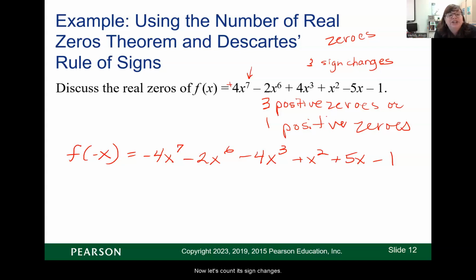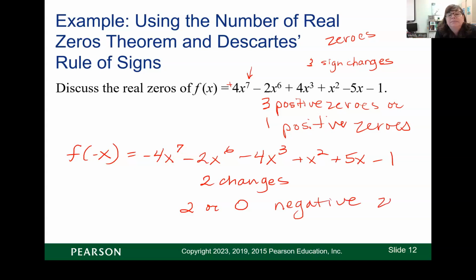Now let's count its sign changes. Negative, negative, no change. To negative, no change. To positive, that's 1 change. Stays positive. Back to negative, that was 2 changes. So you could have 2 or 0 negative zeros. Okay, 2 or 0 negative zeros. Now, let's just graph this real quick and let's see if all of this is holding true. So I said 3 or 1 positives and 2 or 0 negatives.